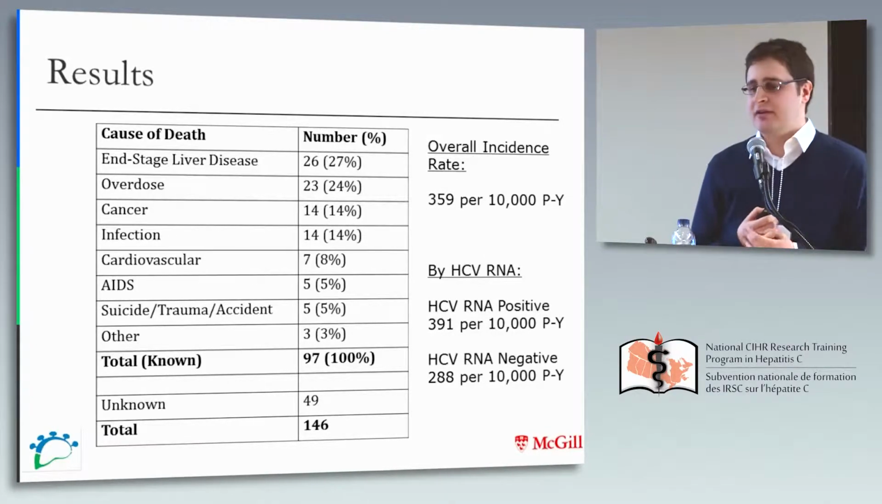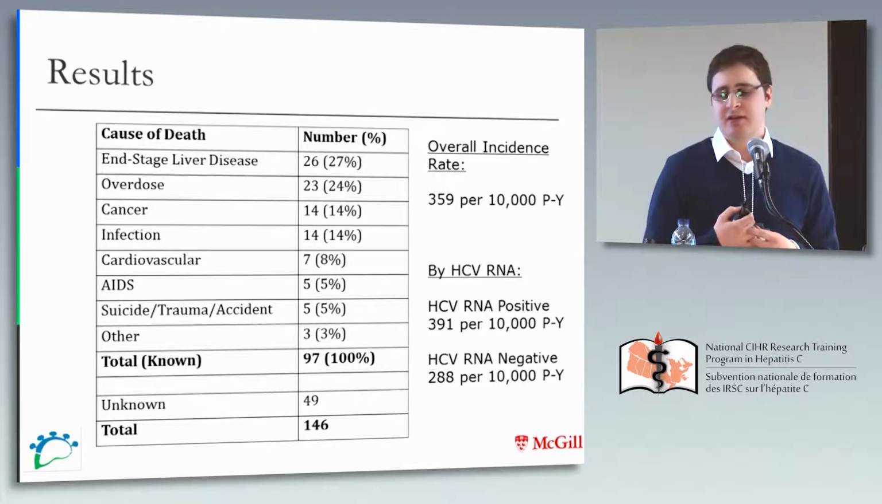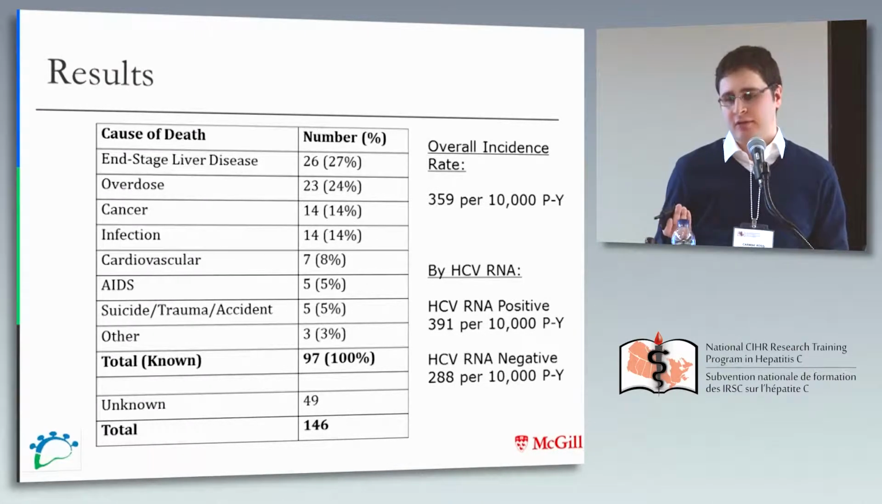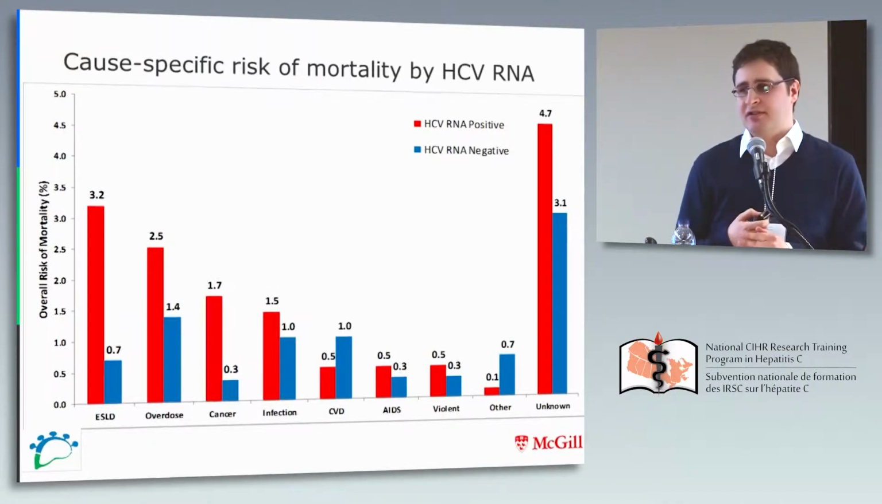So if we calculate the overall mortality rate, we have 359 deaths per 10,000 person years. And by HCV RNA status, those who were HCV RNA positive had a higher mortality, 391 deaths per 10,000 person years of follow-up. And those who were HCV RNA negative is still high, but less, was 288 per 10,000 person years of follow-up. So this figure shows the cause-specific risk of mortality by HCV RNA status.